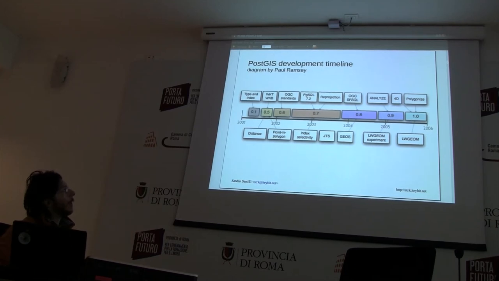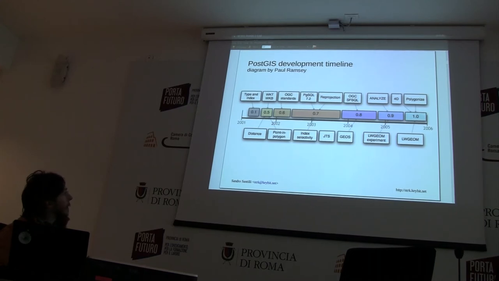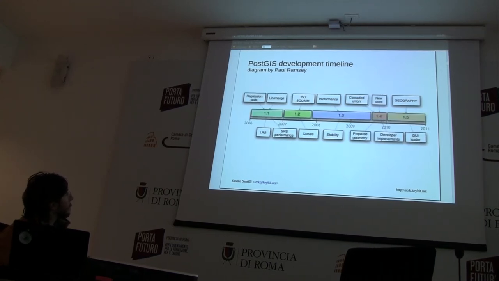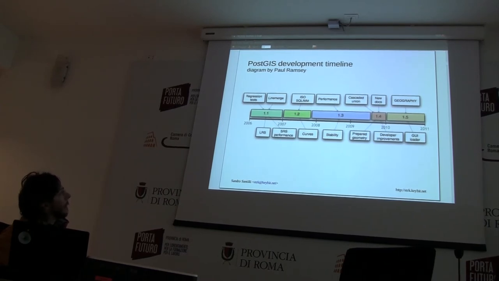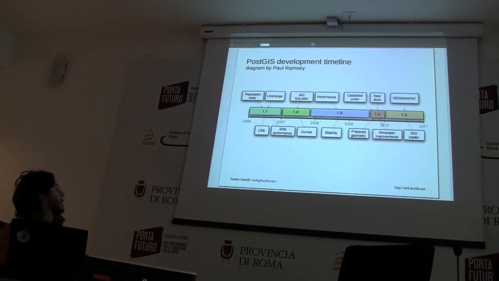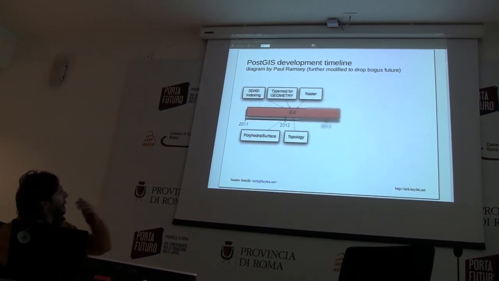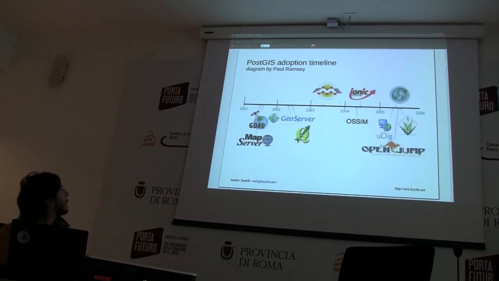It has OGC compliance since 2004. It can store up to 4 dimensions for each vertex. Since 2006, ISO SQLMM compatibility as of 2007. New geography type last year, 2 years ago actually. And last year version 2.0 came out. This was not yet released at the time I made this slide.